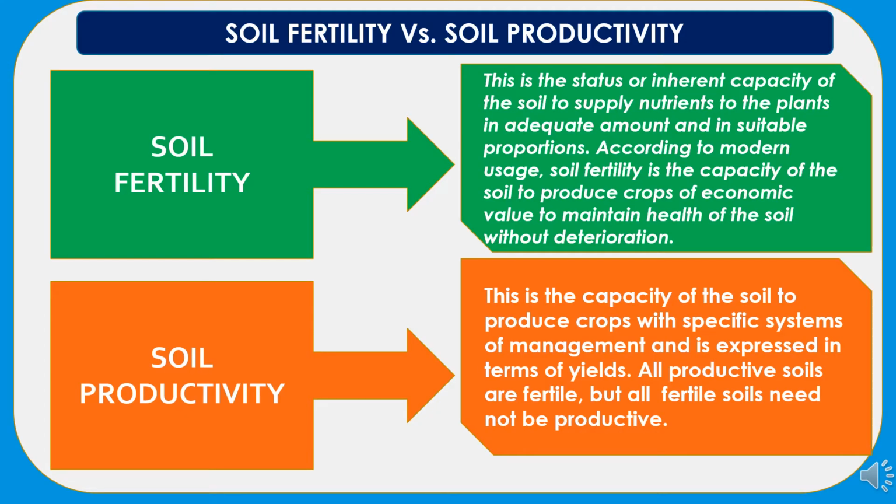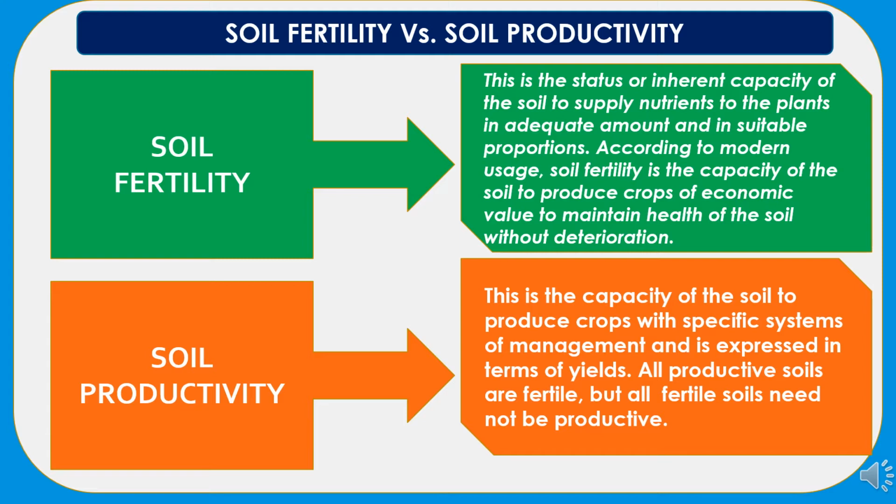Now we will study soil fertility and soil productivity. What is soil fertility? Soil fertility is the status or inherent capacity of the soil to supply nutrients to the plants in adequate amount and in suitable proportions. According to modern usage, soil fertility is the capacity of the soil to produce crops of economic value and maintain the health of the soil without deterioration. Soil fertility is the inherent capacity.